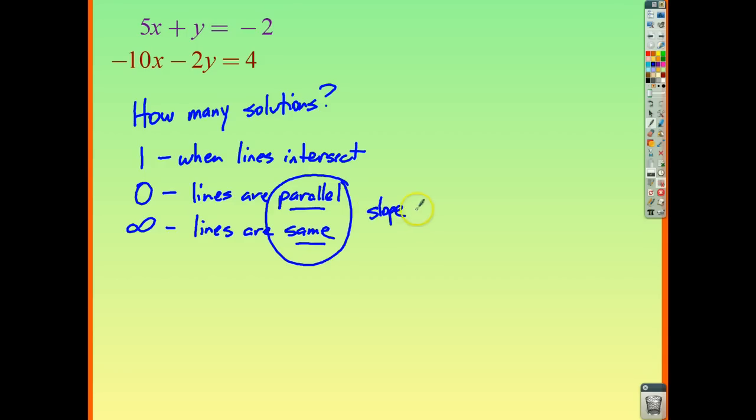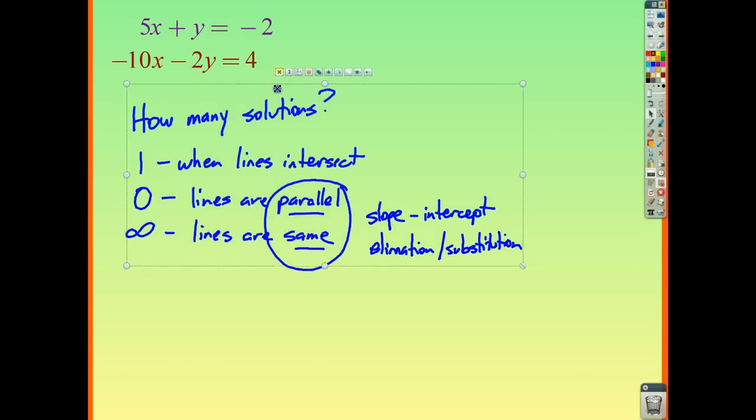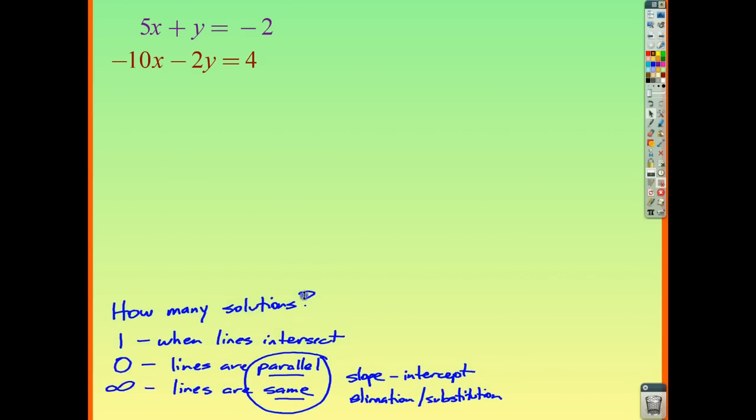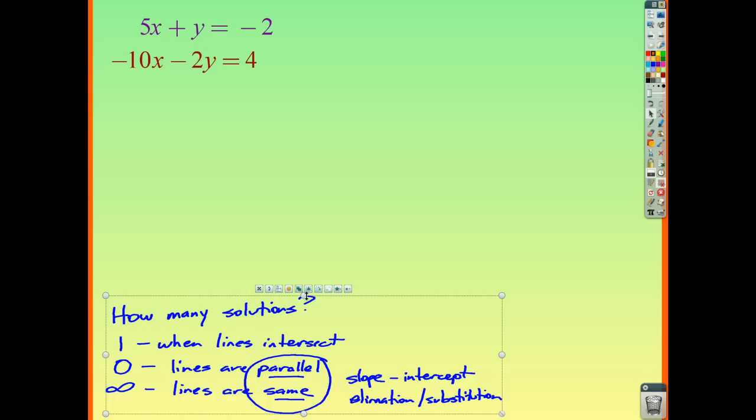Well, we can figure out these two things based on either slope and the y-intercept, or we can use elimination or substitution. We can use either one of those ideas to decide how many solutions there are. Let me take these ideas, throw them off to the side, put them down here, and shrink them down a little bit. So let's go ahead and take a look at this.